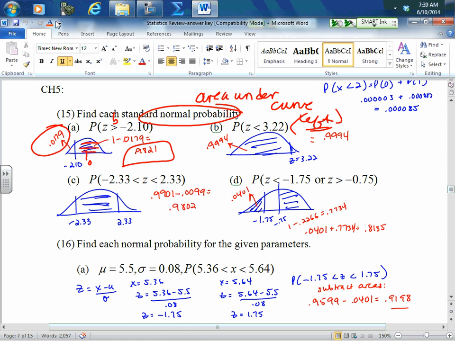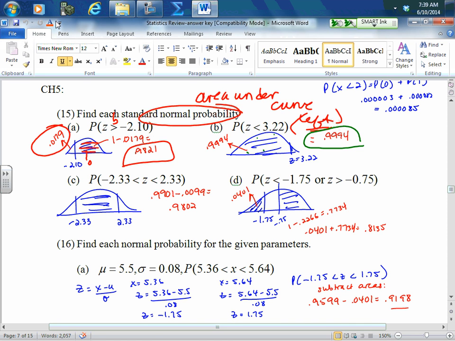B says I want the area to the left. And look how far up this is. That's most of your curve. So that number had to be large. And when you looked that up, it was, because it gives you the area to the left.